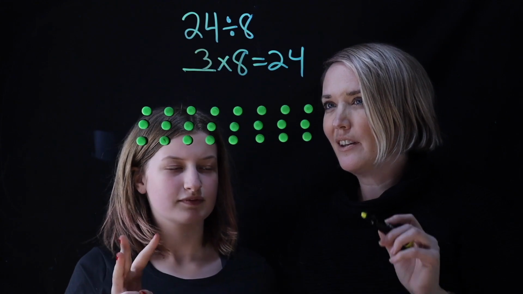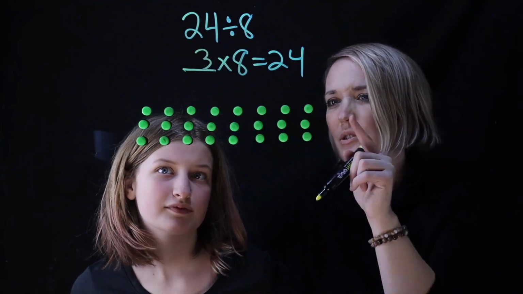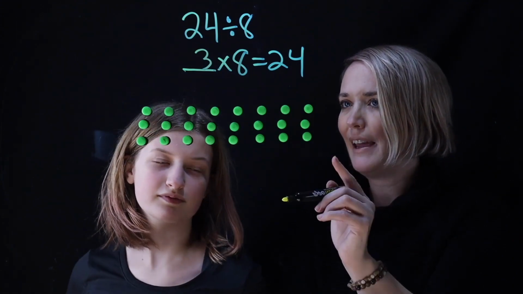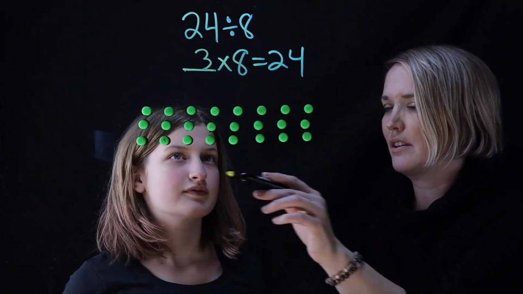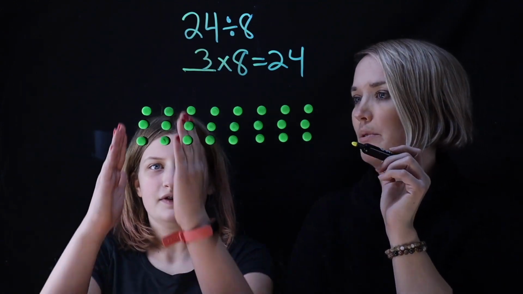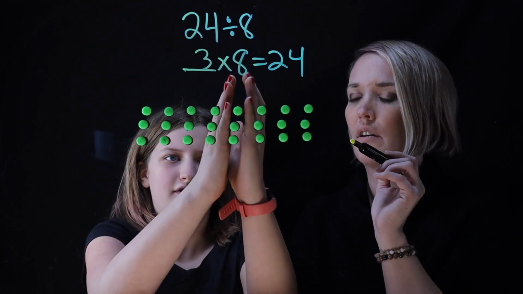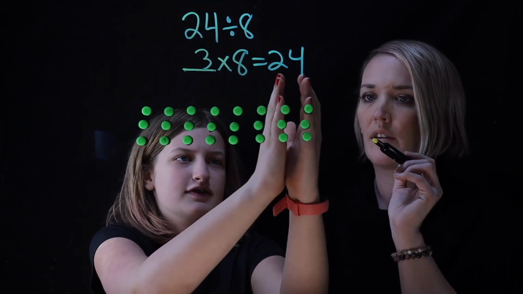Now, can you see, Anna, because we brought them out this way and there's 24, but where's the 8? If you wanted to think of this and split it, how could you see the 8 equal groups? Where do you see them? 1, 2, 3, 4, 5, 6, 7, 8.